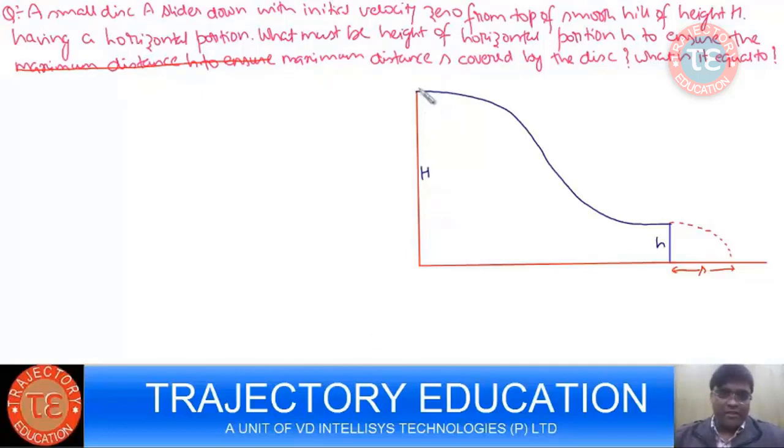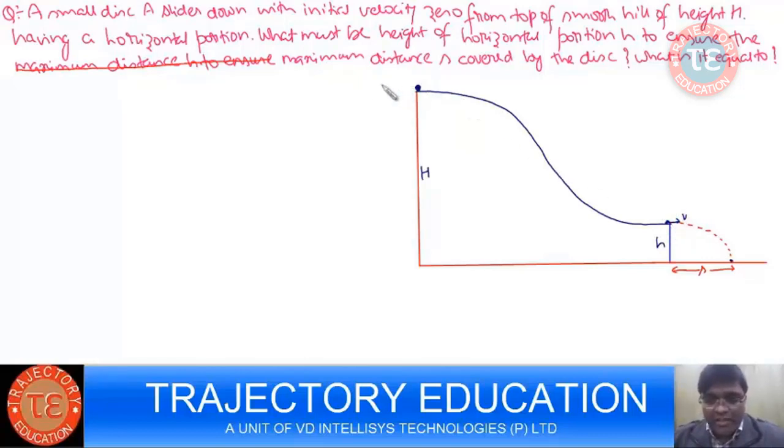So your disk is here. It is smooth. There are no dissipative forces. You have only a conservative force, that is the gravitational force. The disk slides down to this portion and then comes out of it, moves like this and falls over here. When it is at the top, what is the velocity? Its velocity is 0 over here.